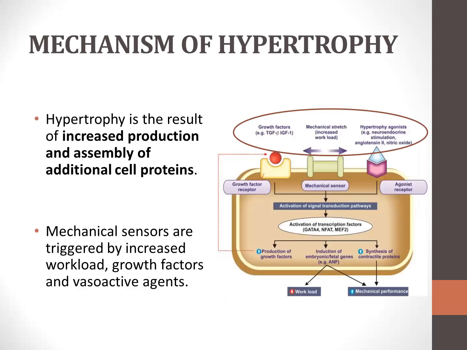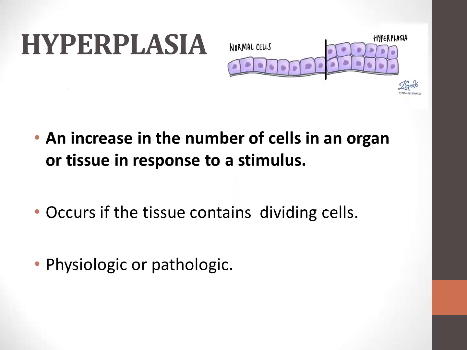The mechanism of hypertrophy involves increased production and assembly of cell proteins. So more proteins are formed which lead to increase in the size of the cells.